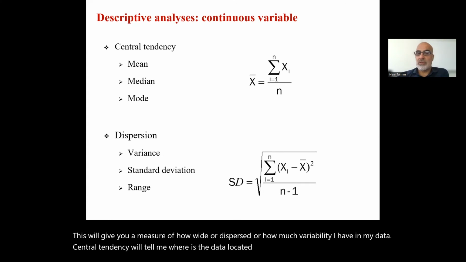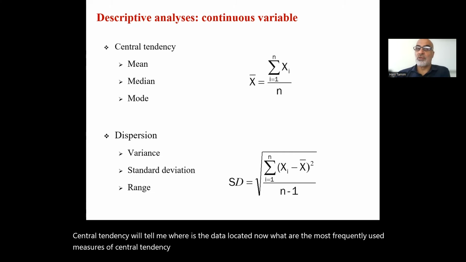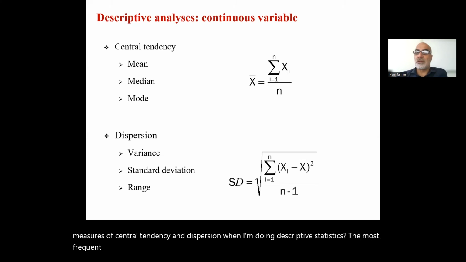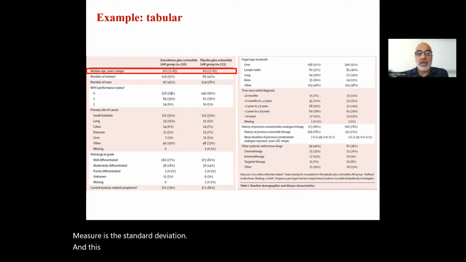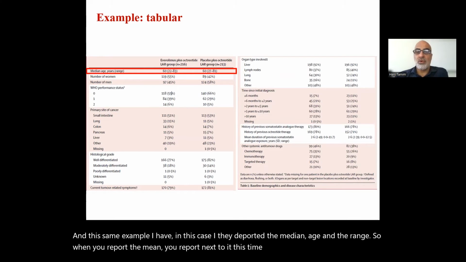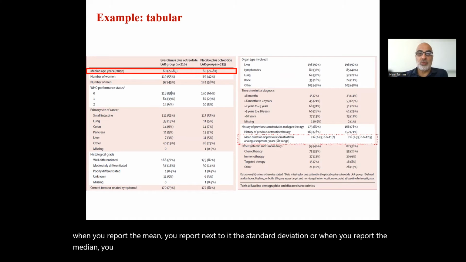Now, what are the most frequently used measures of central tendency and dispersion when I'm doing descriptive statistics? The most frequently used central tendency is the average, which is the mean, and the most frequently used dispersion measure is the standard deviation. In this same example, they reported the median age and the range. So when you report the mean, you report next to it the standard deviation, or when you report the median, you report next to it the range.